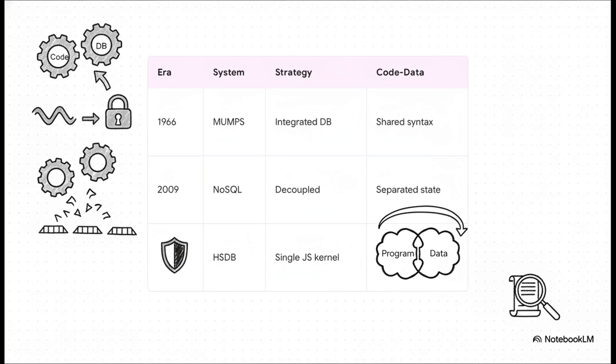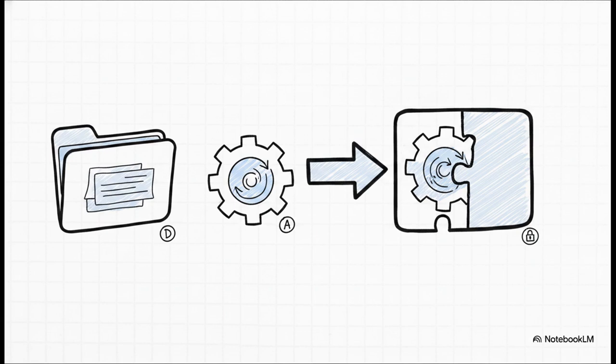It asserts that the program and the data are structurally isomorphic. Essentially, they are the exact same thing. Think about it linguistically for a second. Traditional systems separate nouns, the data objects, and verbs, the instructions. The HSDB places them right next to each other in cohesive sentences.